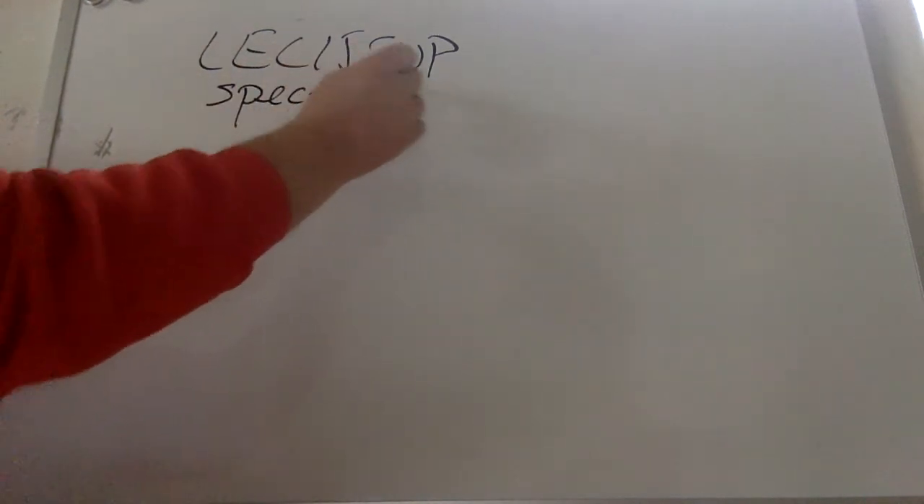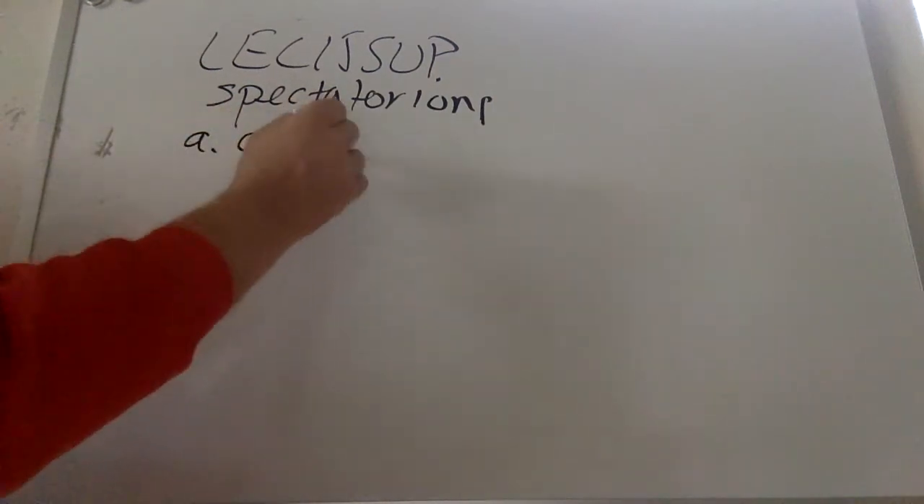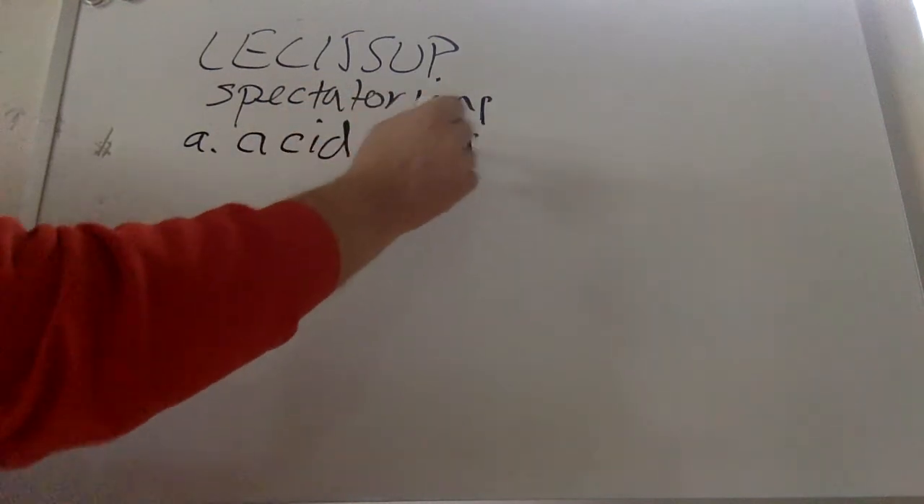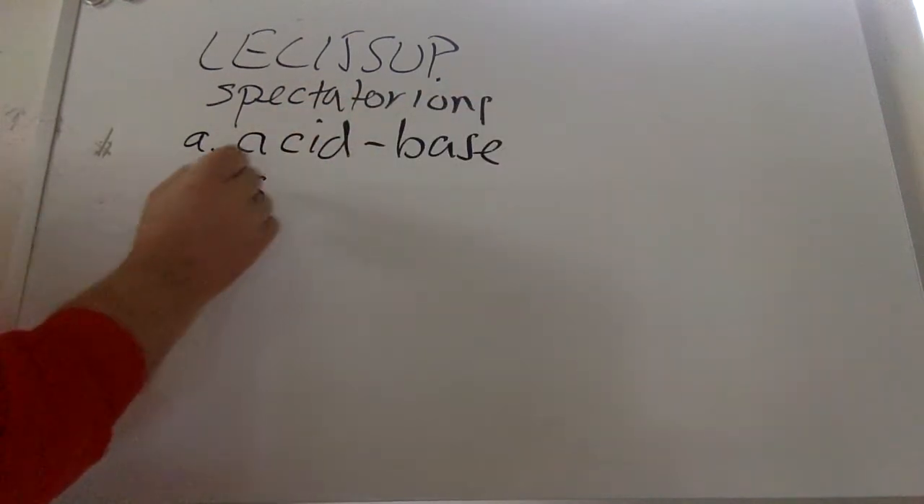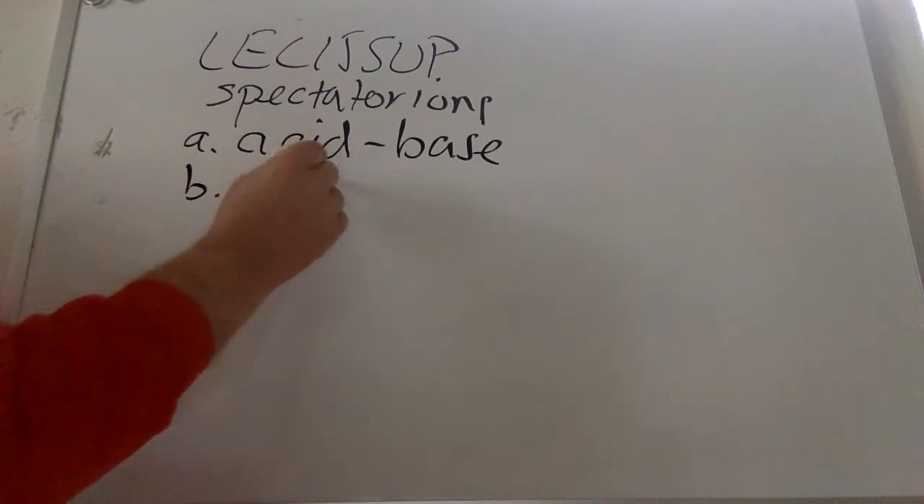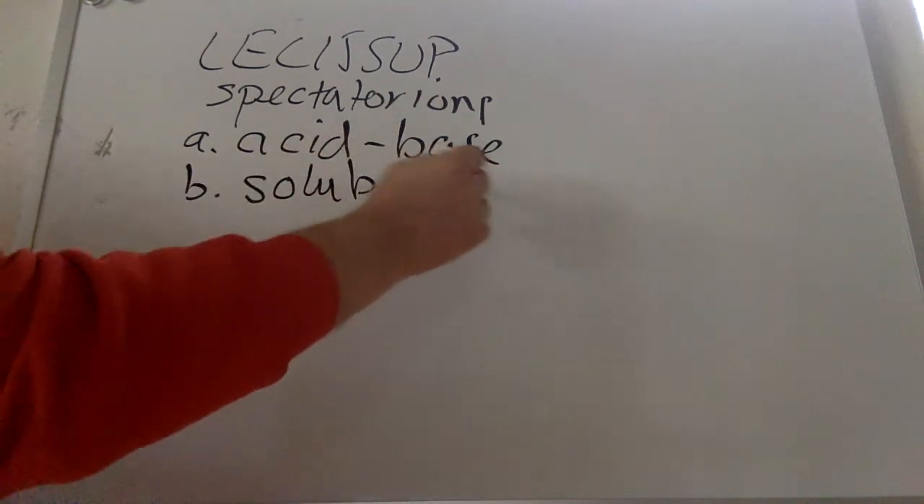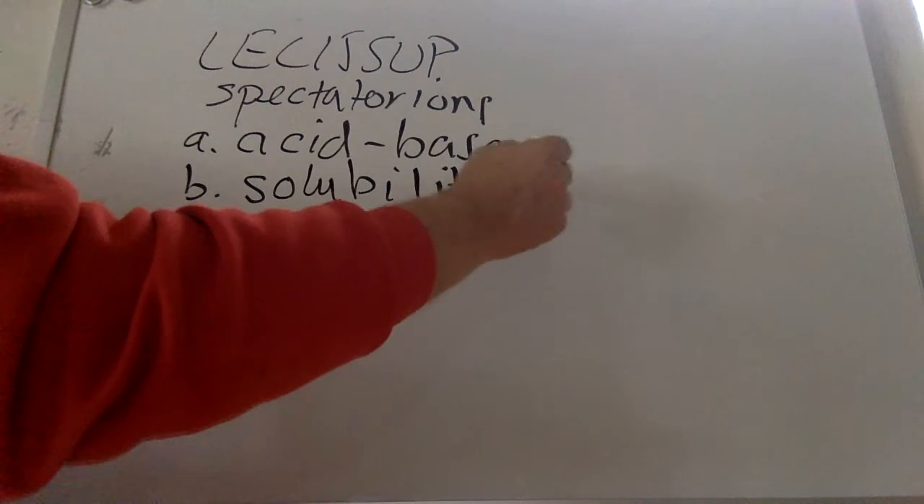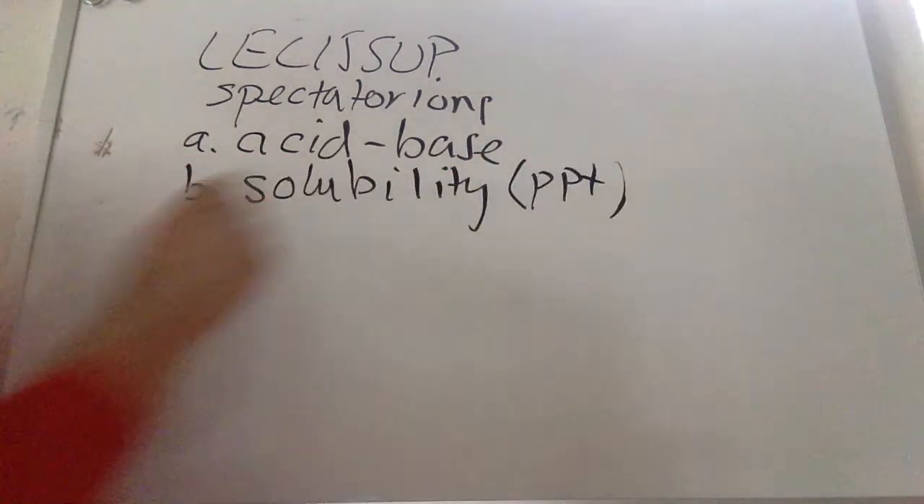This is a lesson 15 supplement. It's related to spectator ions. And there's three types of spectator ions: acid-base, precipitation or solubility related, and redox.